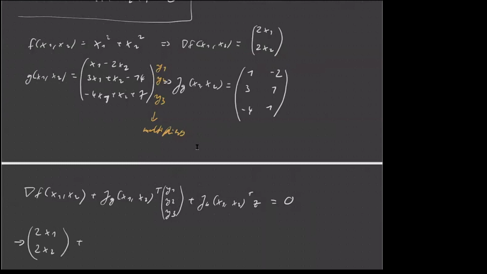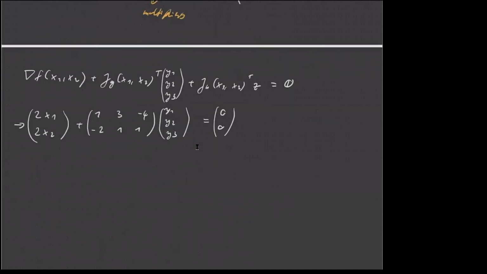And then we have the Jacobian. We transpose that. So we get 1, 3, minus 4, and minus 2, 1, 1, times our multipliers, y1, y2, y3. There's no h, so that term is just 0. And that 0 specifically means the 0 vector. So we get 2 rows here. So vector 0, 0.